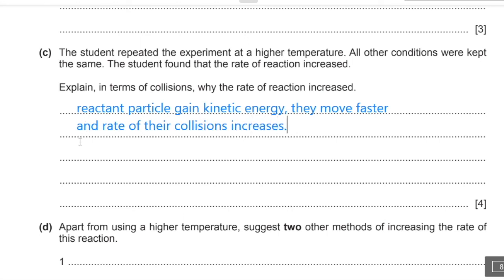So these are the 3 points. And then the last point is that an increase in temperature means a greater proportion of molecules or reactant particles has energy that is more than the activation energy, and because any molecules having energy that is less than the activation energy would not be able to react even if they collide, because the energy won't be enough.